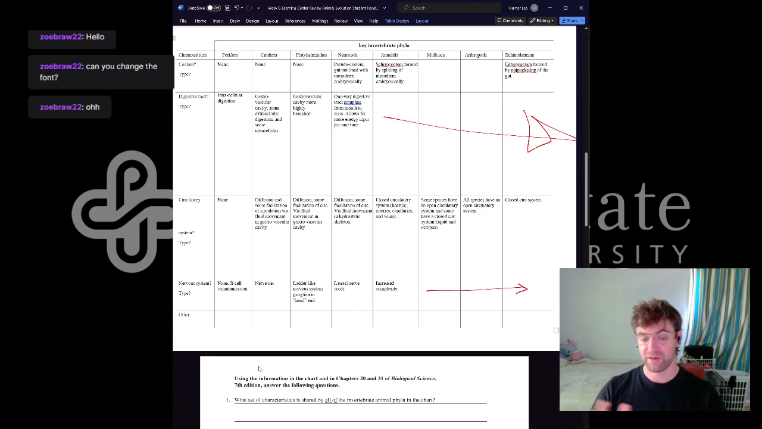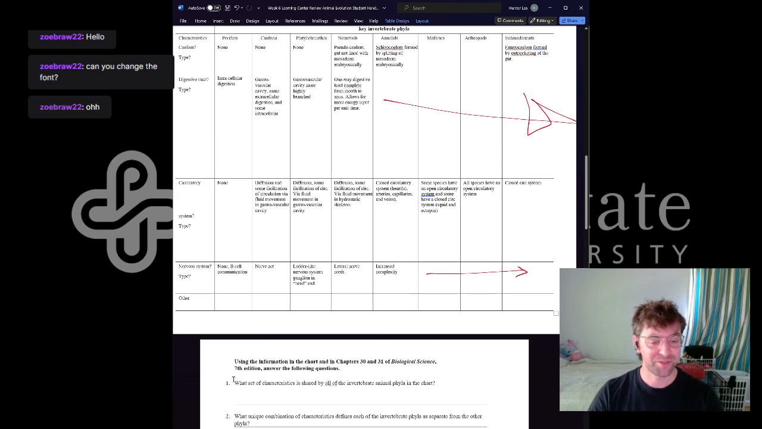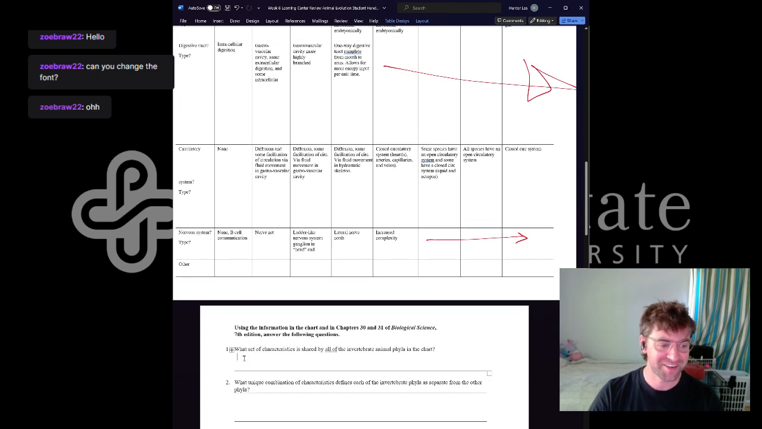Empty box here for other. If there are other characteristics that you can see a similar trend in, sort of increasing complexity, put those in here. This is kind of a prompt for you to go on a path of your own discovery here.